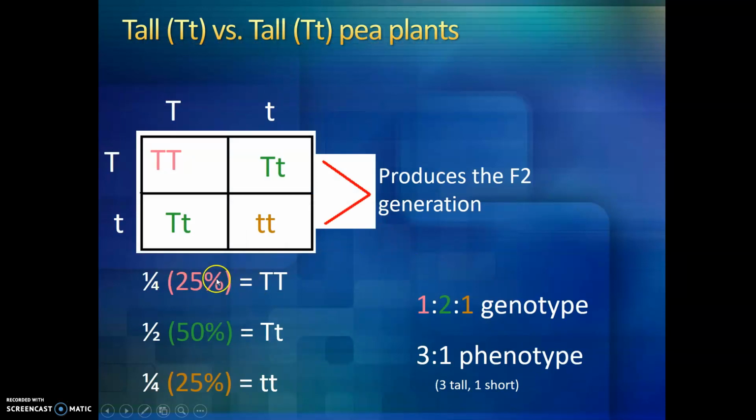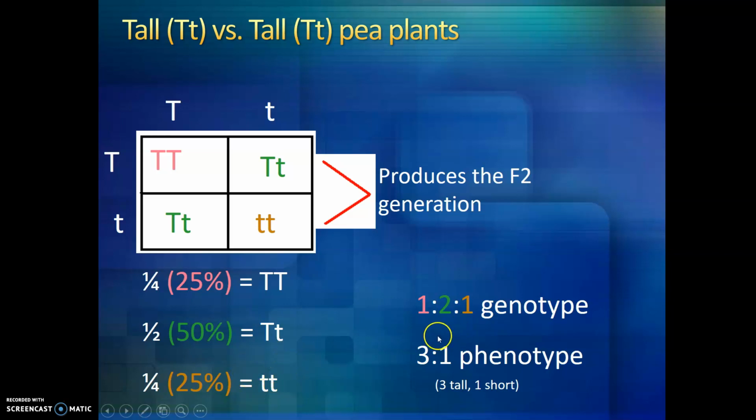Okay, so here are the breakdowns. 1/4 will be big T, big T, right here. See it? 25%. 1/2 will be big T, little t, because I've got 2/4. 2/4 is 1/2, or 50%. 2 divided by 4 times 100 is 50%. And then little t, little t is 1/4, or 25%, a 1 out of 4 chance that you will have a homozygous recessive.